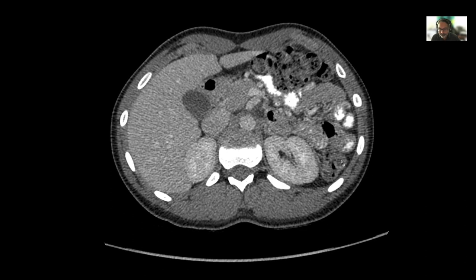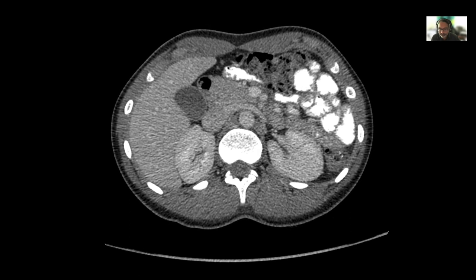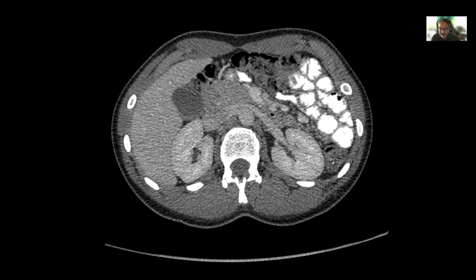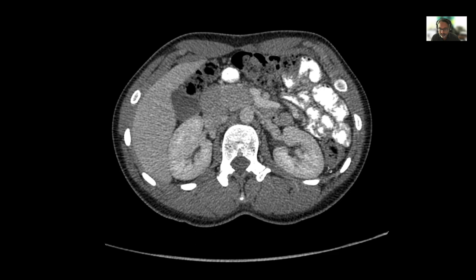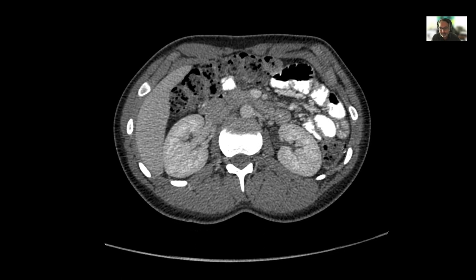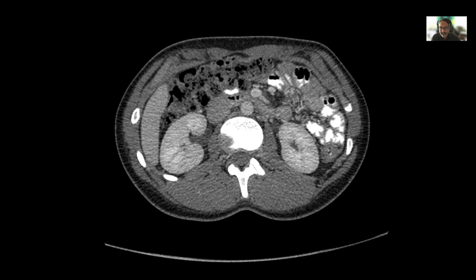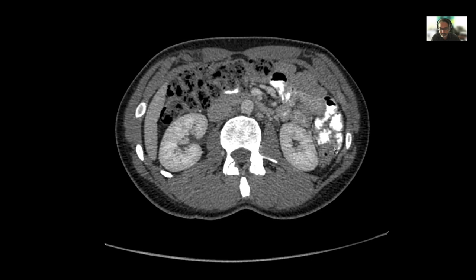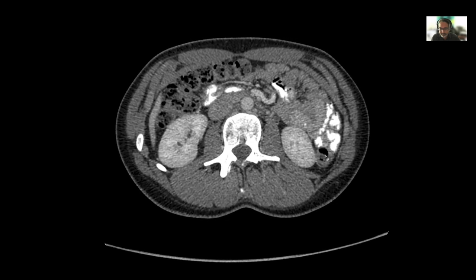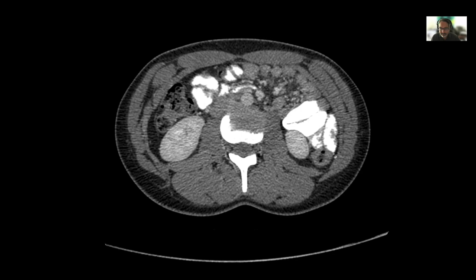Let's keep following it. Here is the descending colon. Let's keep following it. And this is still the descending colon here. And if we keep going down, this is the descending colon. If we keep going down, this is the descending colon here. I'll keep following it. Descending colon still here.